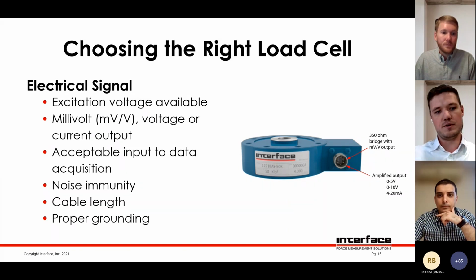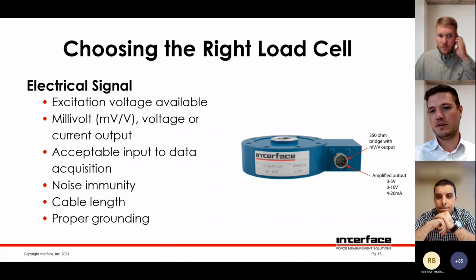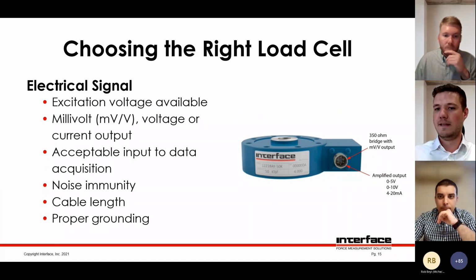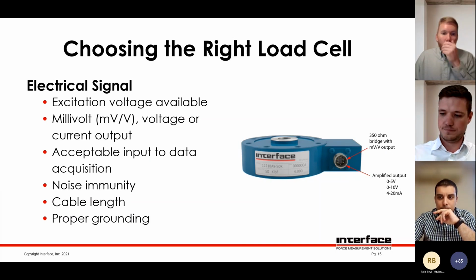Another important consideration is grounding. You get grounding loops or noisy environments. The proper grounding is imperative, otherwise it eats into your usable signal and can expose you to errors as well.